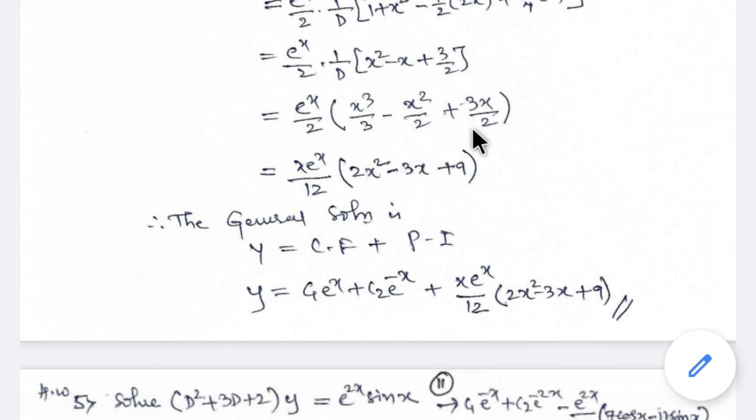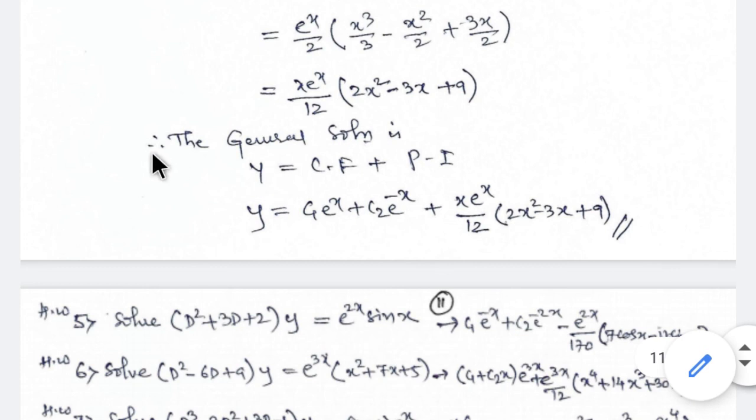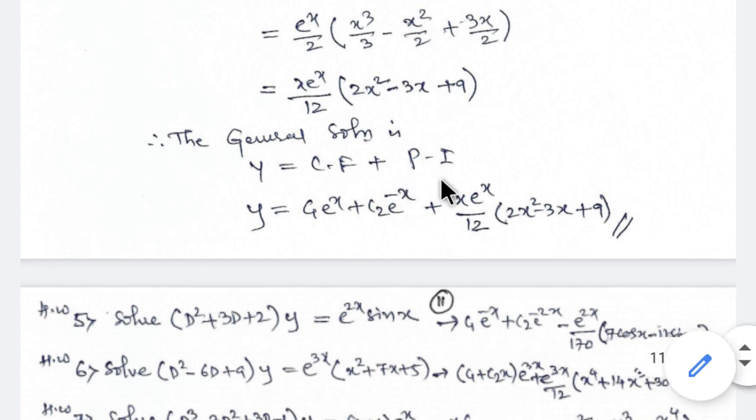plus 9, since 2 threes are 6 and 3 threes are 9, with x taken common. So this is the required particular integral. Therefore finally the general solution is given by y equals complementary function plus particular integral. Add these solutions: y equals c1 e raised to x plus c2 e raised to minus x plus x into e raised to x by 12 into (2x squared minus 3x plus 9).